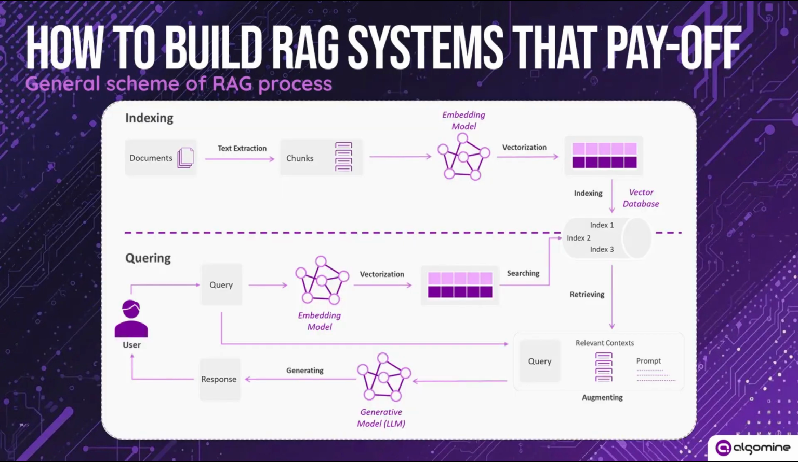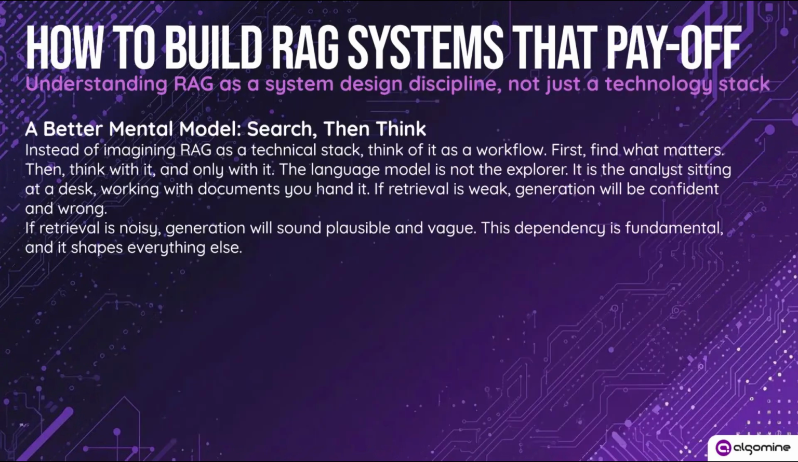Here's what RAG actually is: a pattern where a language model generates answers based on information retrieved at runtime from an external knowledge source. The key word here is retrieved. The system doesn't expect the model to know your data. It finds relevant information first, then asks the model to reason with it. Think of it this way: search, then think. The model isn't the explorer. It's the analyst working with documents you hand it.